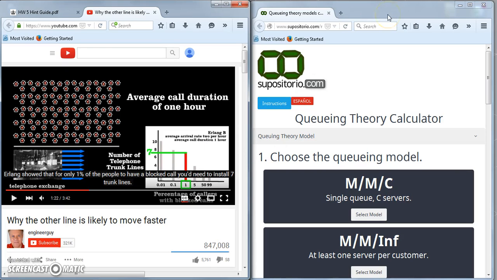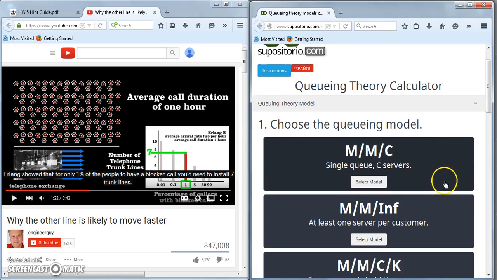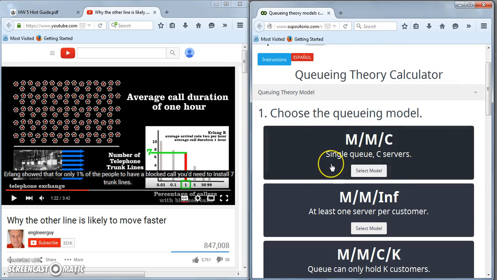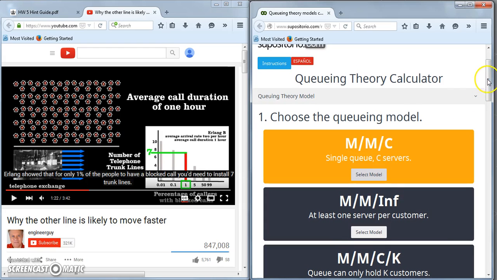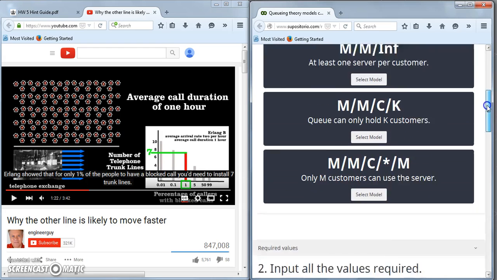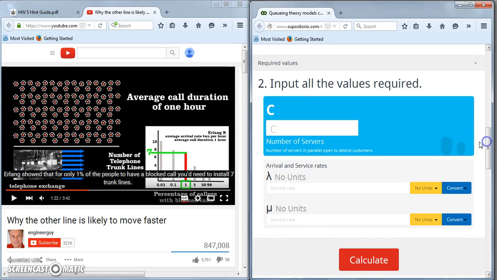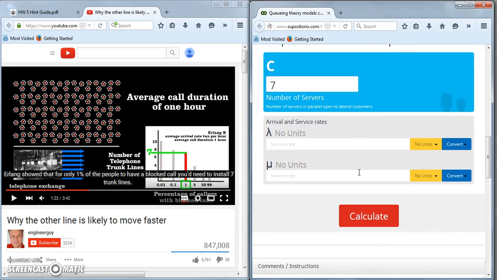I'm going to go over to our website, and here we're going to check the first option, M/M/C. So there's 1 queue, and then we have C servers. So I'm going to select the model. Now I'm going to scroll down. The number of servers is the same as our number of trunk lines. So in this first example, because we're asked to show how Erling came up with this number of ideal trunk lines to use, we're going to input 7, and then here we have our arrival and service rates.